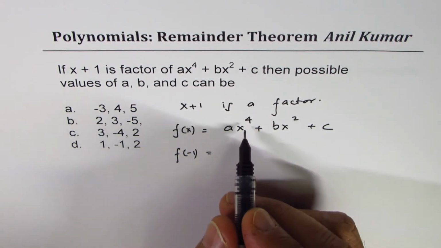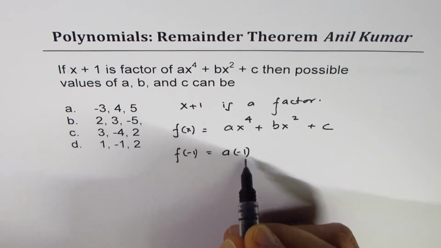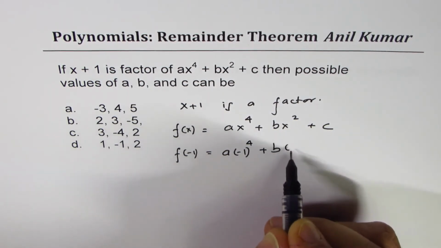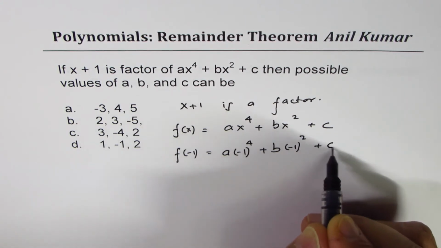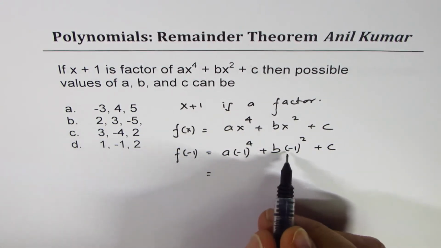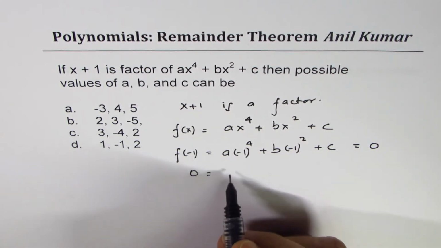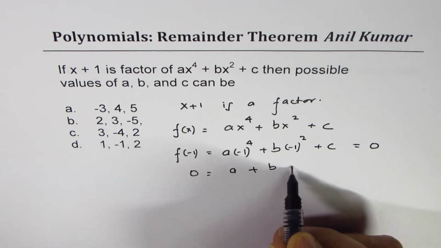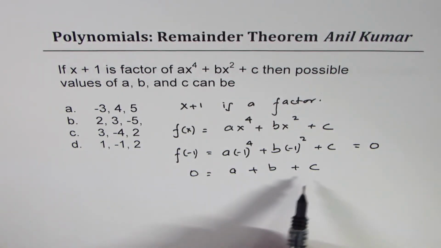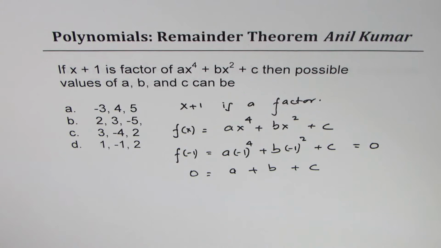That means if I substitute minus 1 for x, I should get 0, right? So if I substitute minus 1, what do I get? a times (minus 1) to the power of 4 plus b times (minus 1) squared plus c. Now these are all positive, so this should be equal to 0, right? So I get 0 equals a plus b plus c. That gives you a hint that for any combination of a, b, c, if you add them up and get 0, then we know it is a factor, correct? So you can use that to answer this particular question.